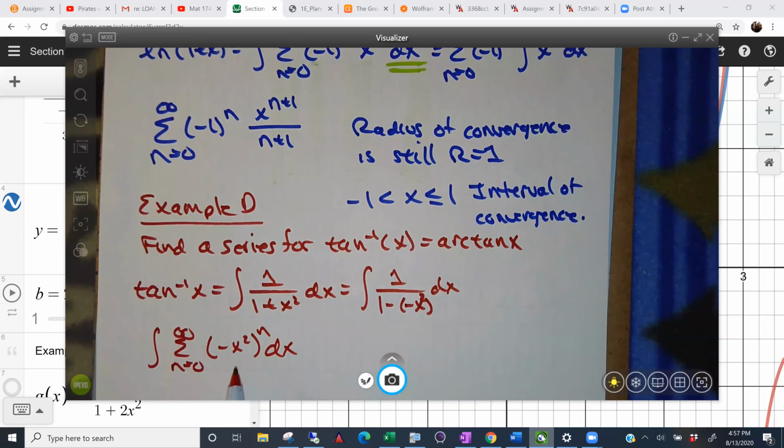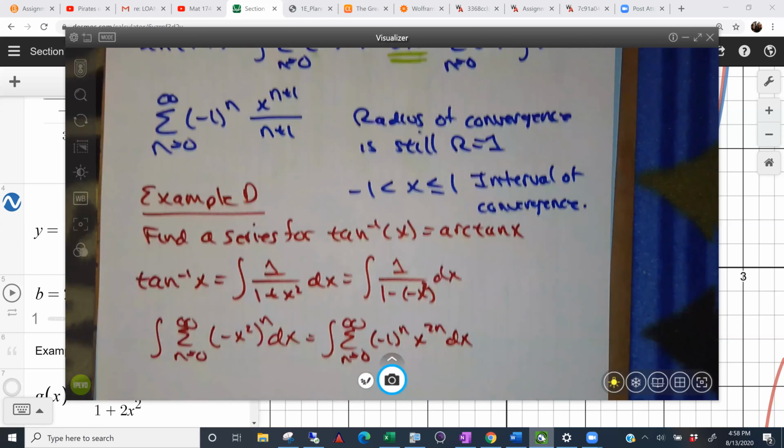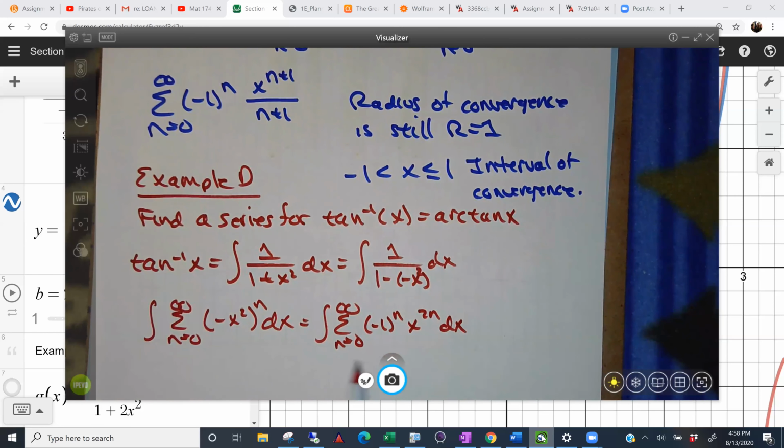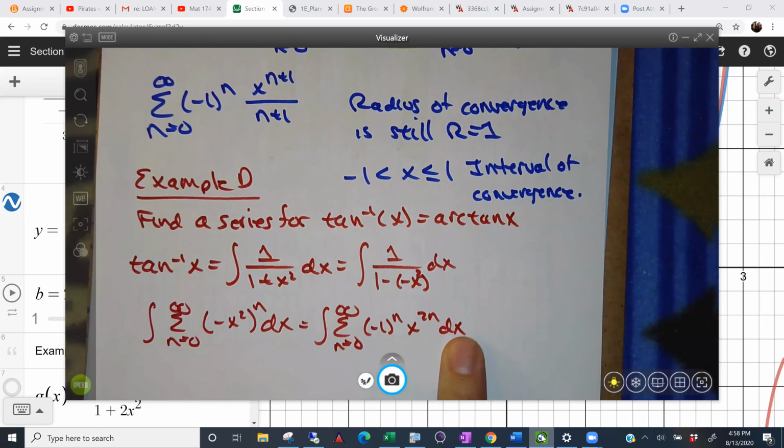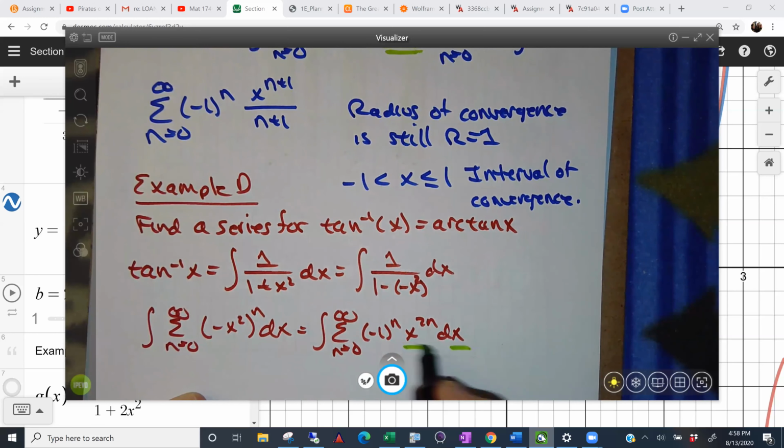I'm going to clean this up before I integrate. It's going to be helpful because I can get rid of a few things. So that'll be the integral of the sum from n equals 0 to infinity. I'll have a -1 to the nth power. And then that'll leave me with x to the 2n dx. Now, look at this integral and ask yourself, what part of it depends on x, your variable of integration? And if you spotted this term right here, bonus points for you.